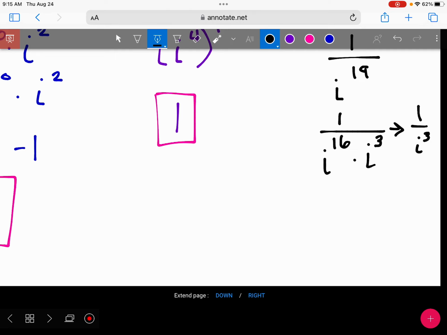i to the 3rd is negative i. Right? Okay. Now we have a little problem. Because remember, i is a square root. We have a square root in the denominator. We got to rationalize it. So we're going to multiply by i over i, because that is 1. A weird looking one.